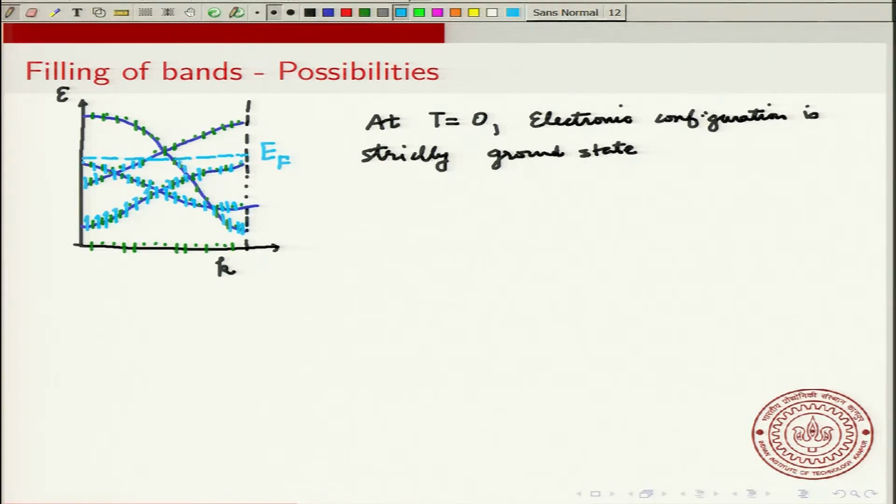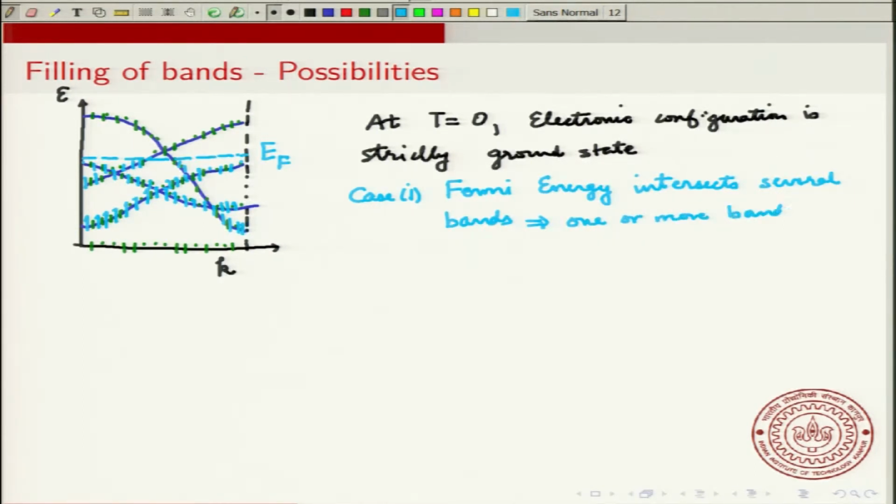Now, there are different possibilities. In this particular case, which is case 1, the Fermi energy intersects one or more bands, it doesn't matter. So basically one or more bands are partially filled. If you see this band, it is only partially filled, only filled up to here, whereas this band is completely filled. Similarly, this band is completely filled, and this band is partially filled. So one or more bands are partially filled.